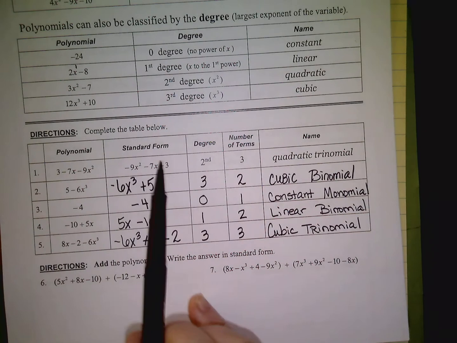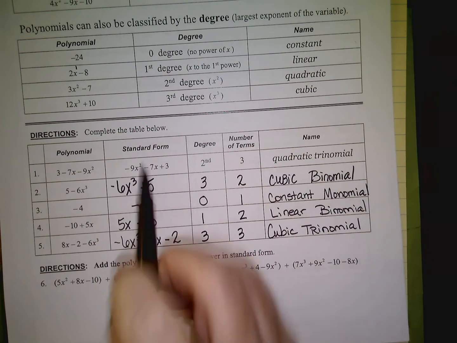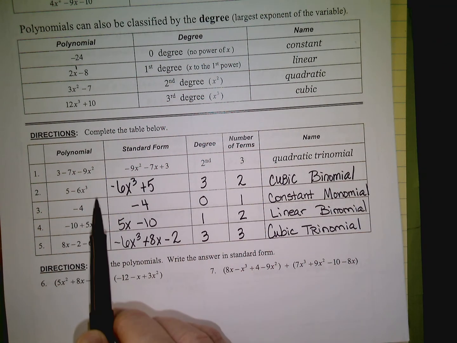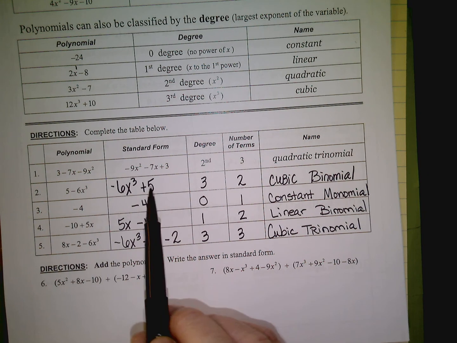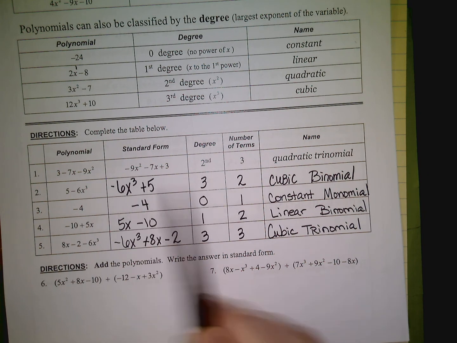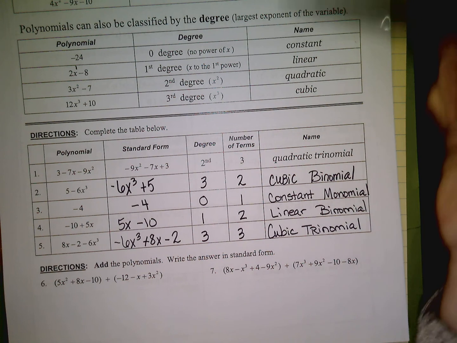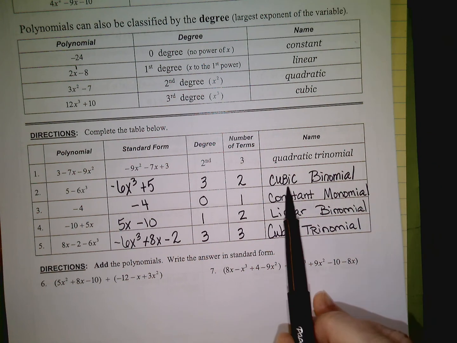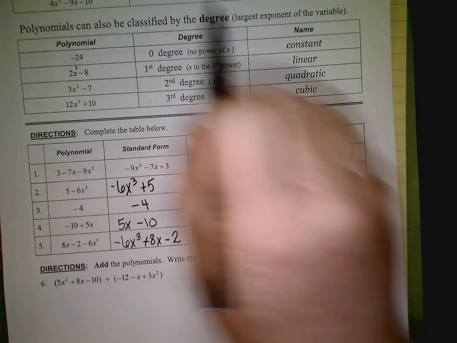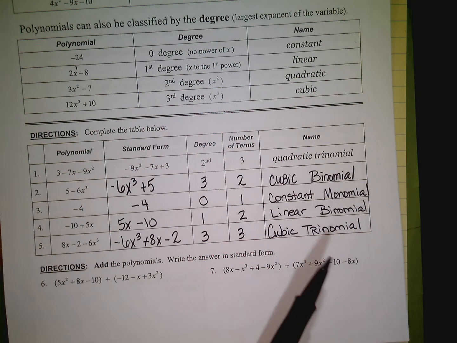Standard form means that you want to go from the highest power down to the lowest power. So we have rewritten these in standard form. This one is a degree 3. It has 2 terms, so we use these charts above to call it a cubic binomial. All of this is review from Monday. So if you're having trouble or you're struggling, you can stop the video and go back and look over that.